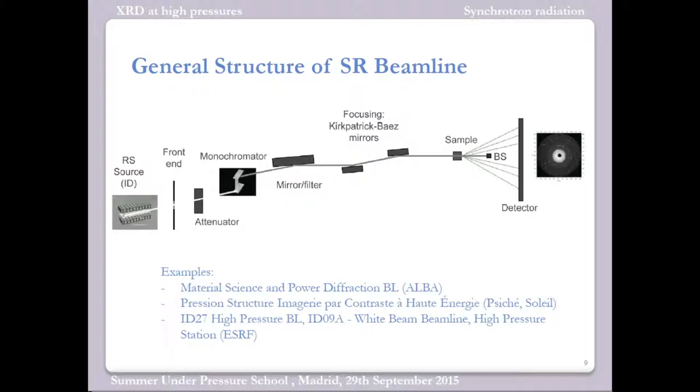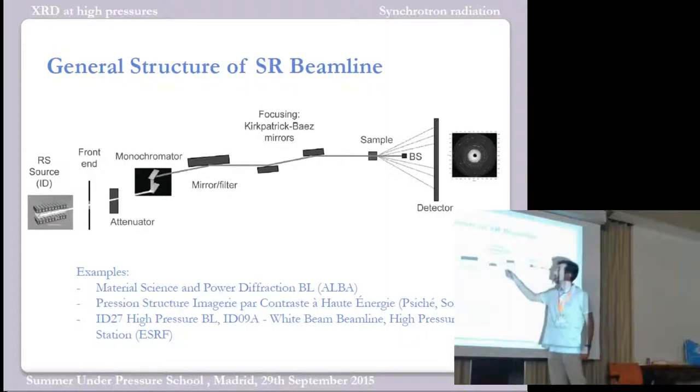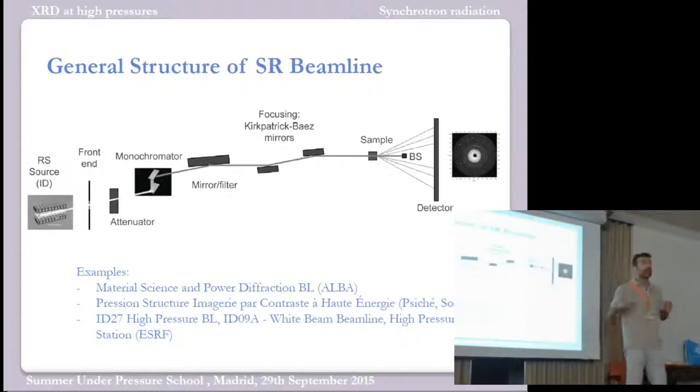Then we have a mirror working in grazing incidence, which removes the harmonics. And then a pair of focusing mirrors in a configuration which is called Kirkpatrick-Baez, which focus the beam to the sample, which diffracts, and this diffraction is collected typically by an image plate.